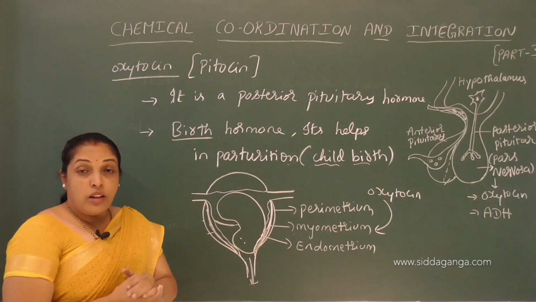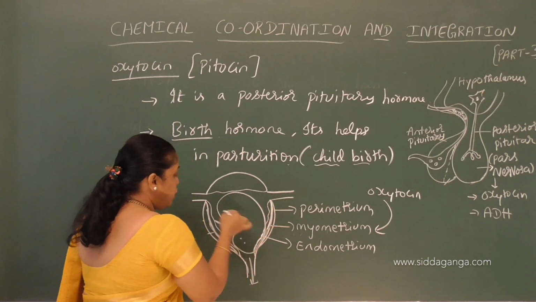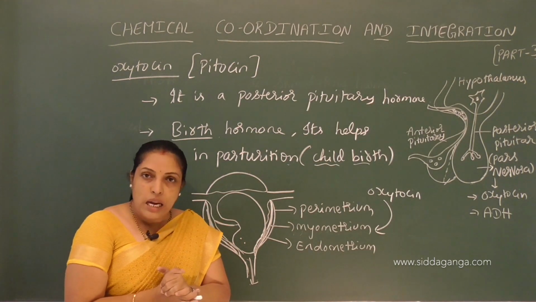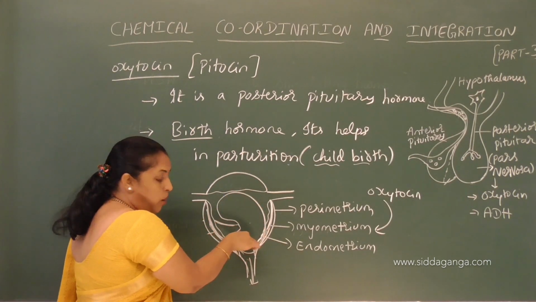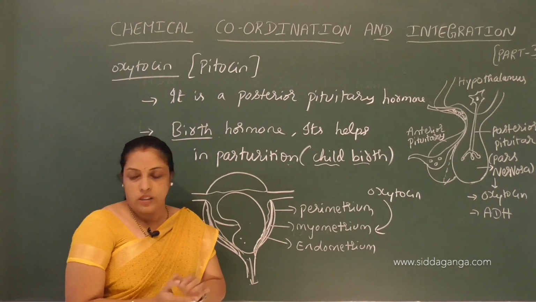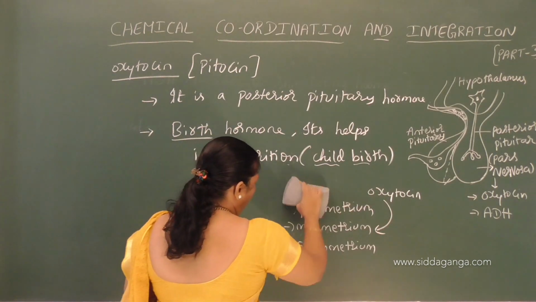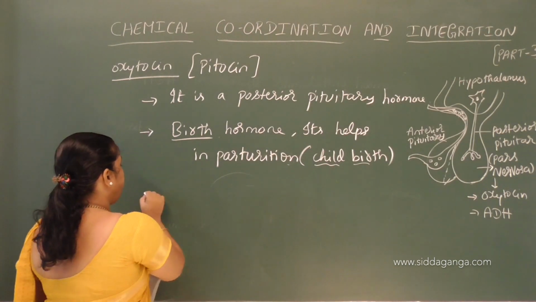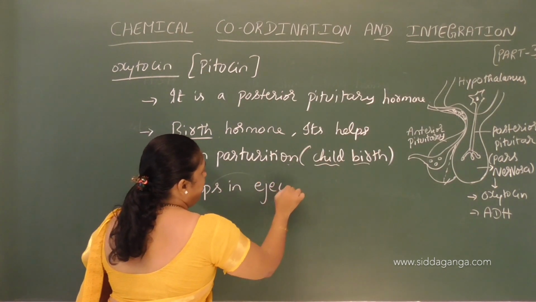How does it help in childbirth? This oxytocin acts on the myometrium of the uterus and leads to strong contraction of those muscles. When uterine muscles contract vigorously, that pushes the fully developed fetus to expel out of the uterus, that leads to childbirth. So in this way, oxytocin is called birth hormone. With this, it also helps in ejection of milk, that means release of milk.